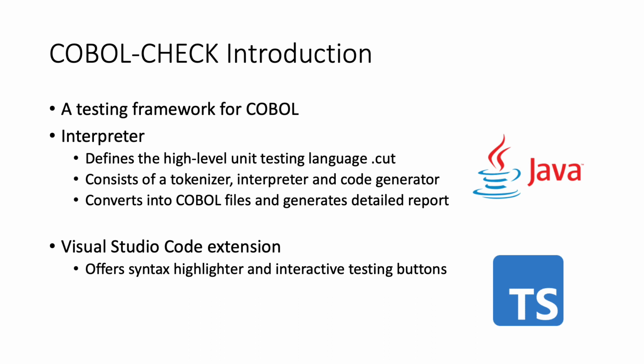A brief introduction, in case some of you are not familiar with COBOL Check. COBOL Check is a testing framework for the programming language COBOL. It consists of two programs. The first one is the interpreter, which defines the high-level unit testing language. .cut stands for COBOL Unit Testing Language. It consists of a tokenizer, interpreter, and a code generator. It converts .cut language into COBOL files upon running and generates detailed reports.